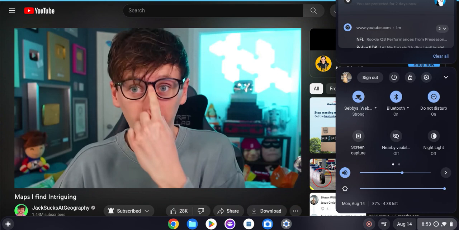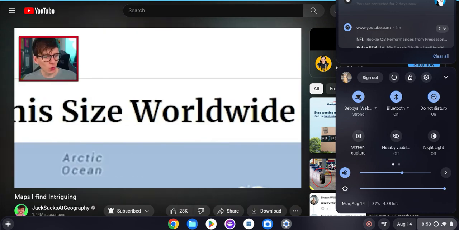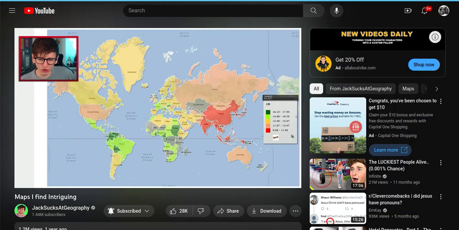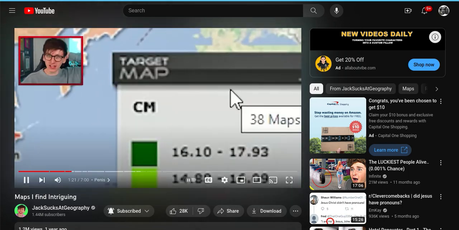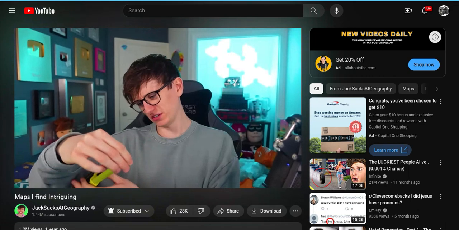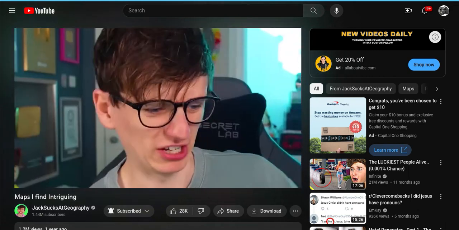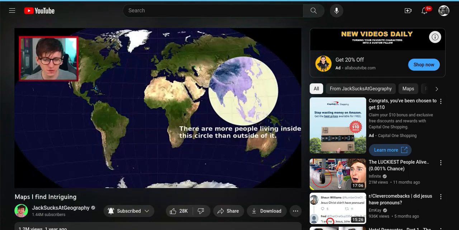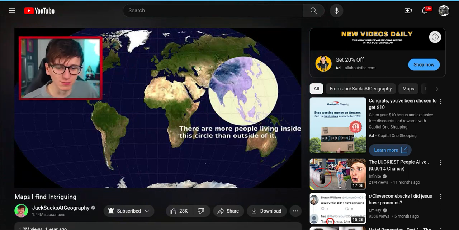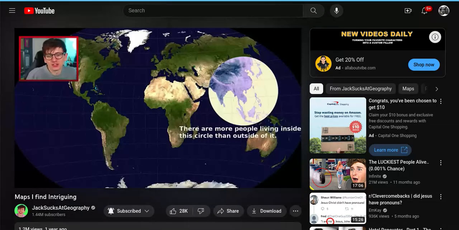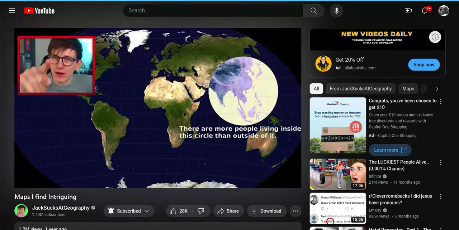Very interesting. Penis size worldwide. Right, okay. Alright, so United Kingdom's on yellow, which is 13 inches, no centimetres, thank God. 13 to 14. Bit generous. There are more people living inside of this circle than outside of it. Oh God, I always say something stupid when these kind of maps pop up. I mean, that makes sense. It's got China and India in there, along with many other countries.